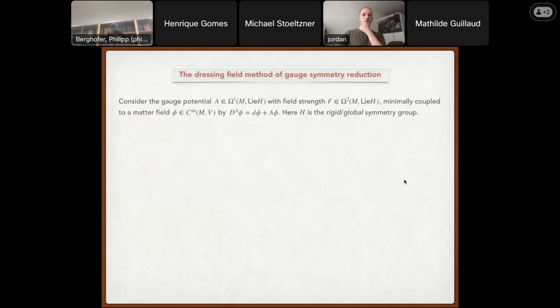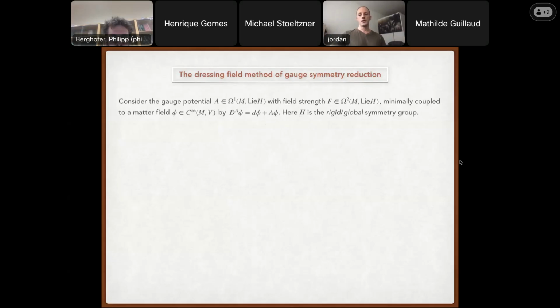So let me first try to give, just to fix notation, the basic setup for a gauge field theory. You have a gauge potential, which is a one-form on your spacetime manifold, with values in the Lie algebra of H, which is in this case the global symmetry group, and its field strength is a two-form with values in the same Lie algebra. Matter fields usually are sections of an associated bundle. For practical purposes for now, you can just think of them as simply functions from the base manifold to a representation space for the symmetry group. And of course, you have the covariant derivative, which implements the minimal coupling between the matter field and the gauge potential.